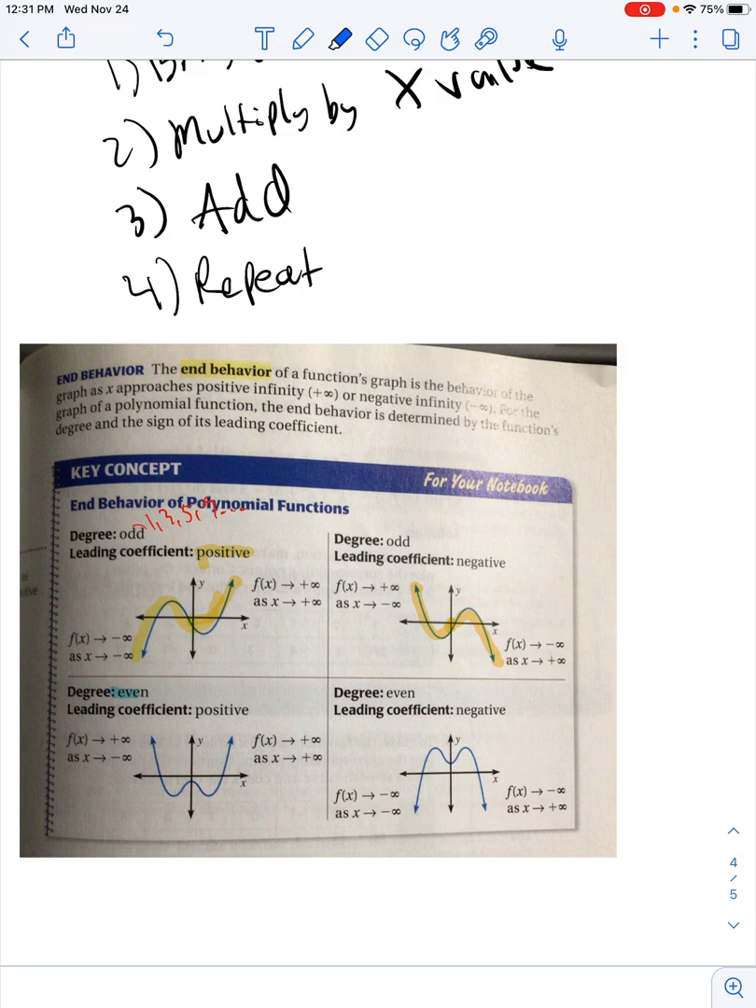However, when you look at an even degree, like a 2, a 4, a 6, an 8, what's that highest exponent? As my x's are getting smaller, my y's are getting bigger, and as my x's are getting bigger, my y's are getting bigger, because I have a positive leading coefficient. If I have a negative leading coefficient, then as my x's get smaller, my y's get smaller, and as my x's get larger, my y's get smaller as well. So with even end behavior, they both end up going the same direction: both increasing or both decreasing. Whereas when it's odd, one is increasing and one is decreasing.